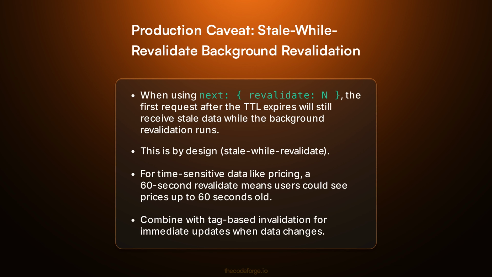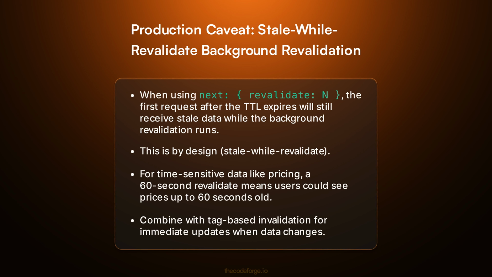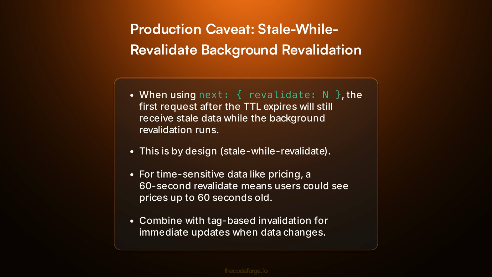When using next.revalidate, the first request after the TTL expires will still receive stale data while the background revalidation runs. This is by design, stale-while-revalidate. For time-sensitive data like pricing, a 60-second revalidate means users could see prices up to 60 seconds old. Combine with tag-based invalidation for immediate updates when data changes.